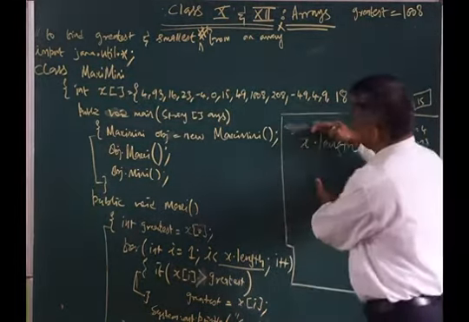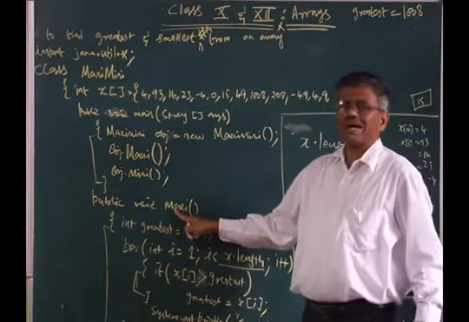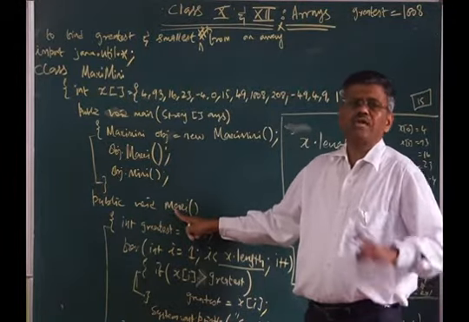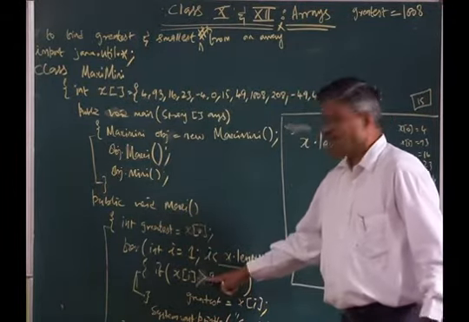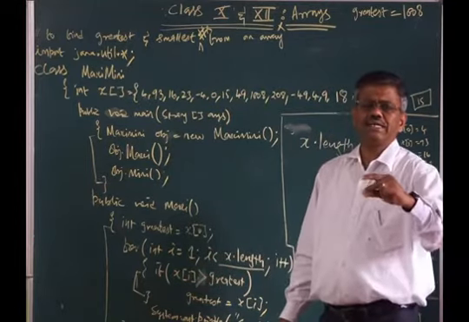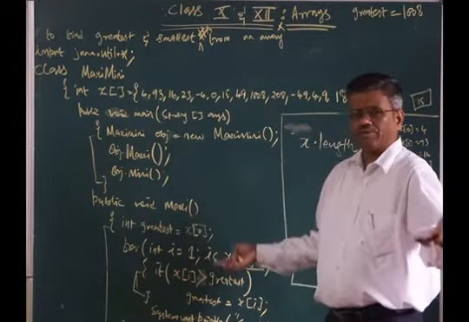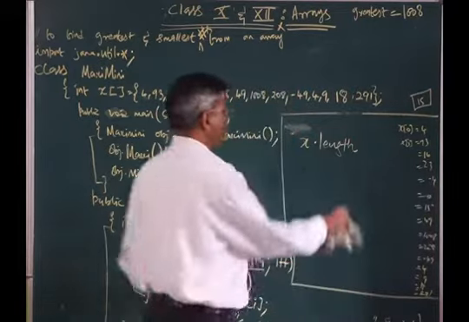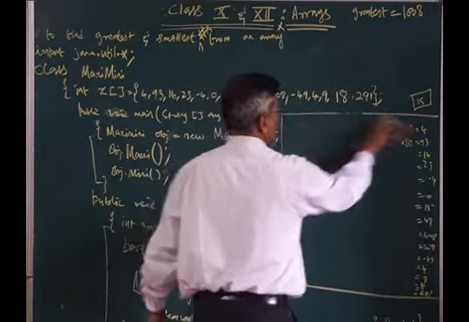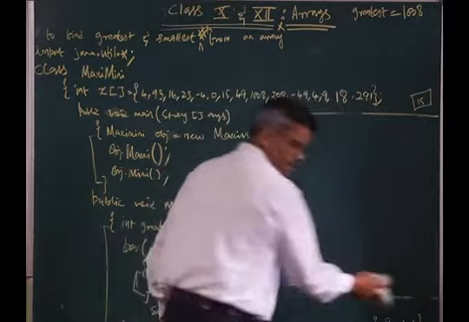Same program I am going to write here. Instead of maxi, I am going to write mini. Instead of greater than, I am going to make it less than. Your program will be to find the minimum value. Should I do it? Now, I will be doing it. Have a look.